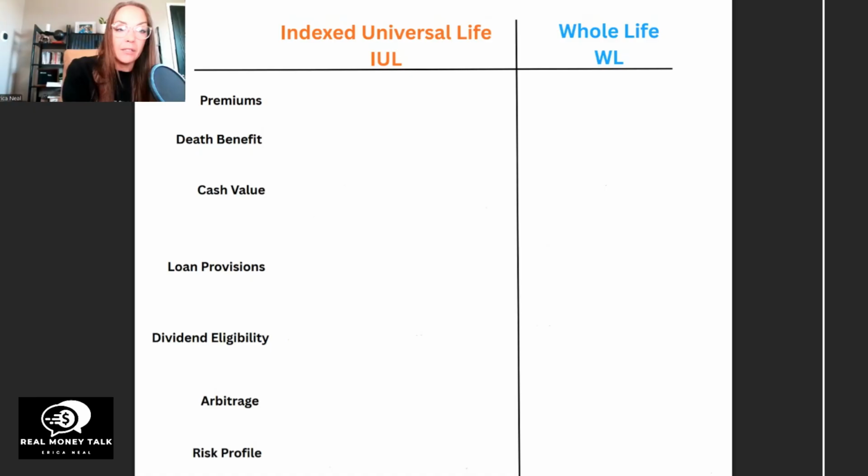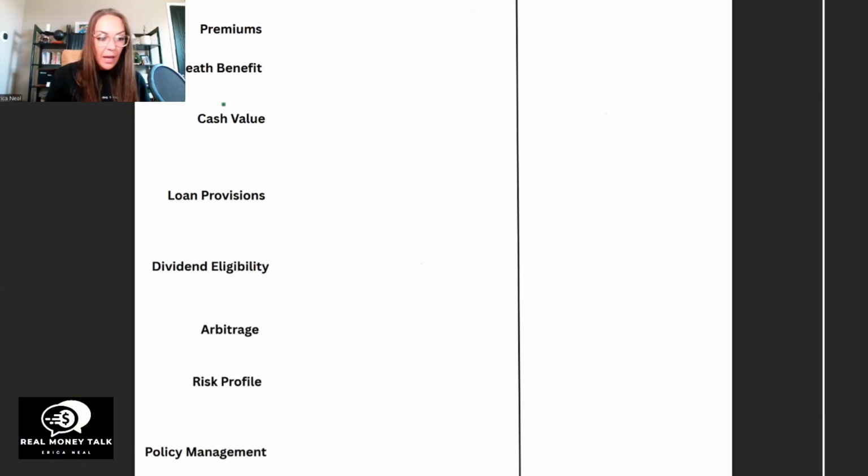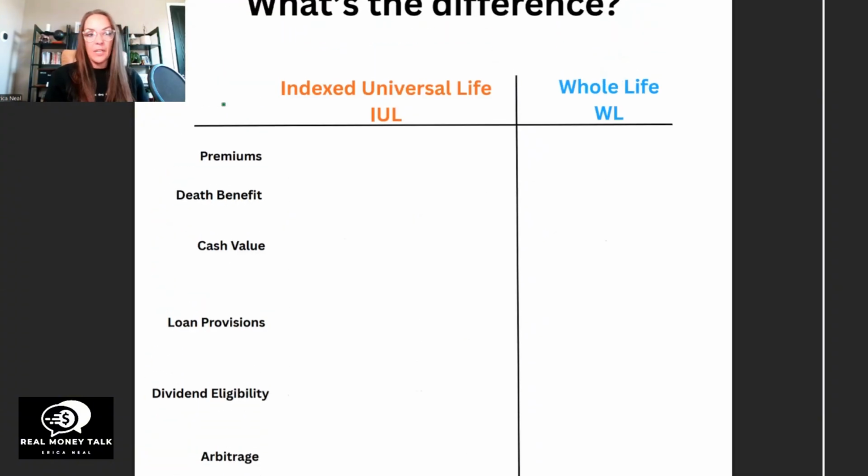All right, as promised, we are going to do a side-by-side comparison of an index universal life, also known as IUL, compared to a whole life policy. A lot of people don't say WL, but I figured why not make it shorter like we did on the IUL side? Now, again, there are a lot of different categories that we're going to discuss today. I have them all listed out here on the side, but I just really want to emphasize a couple of things.